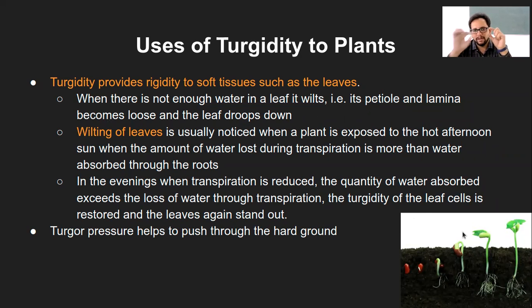Petiole is the stalk of the leaf and the lamina is the whole surface of the leaf. So they become loose and the leaf kind of droops down. Like I said, it just looks like a hanging structure. The wilting of leaves is usually noticed when a plant is exposed to hot afternoon sun and when the amount of water lost during transpiration is more than the water absorbed through the root.